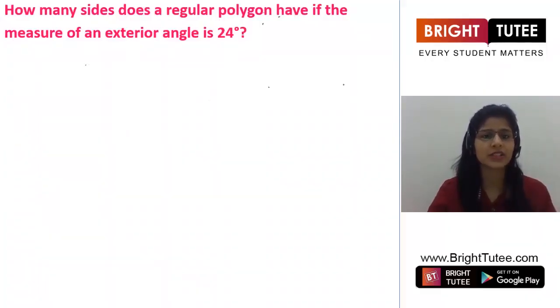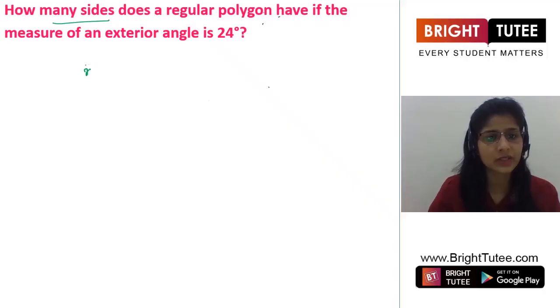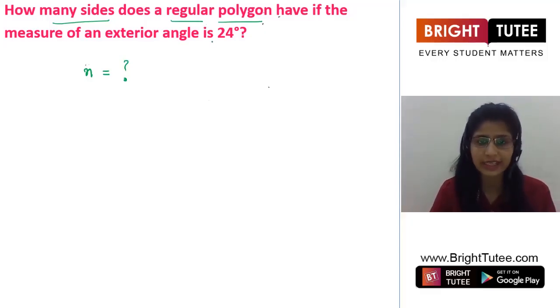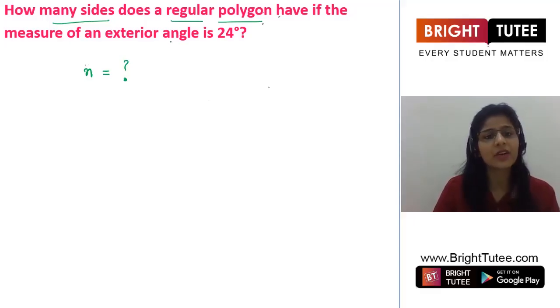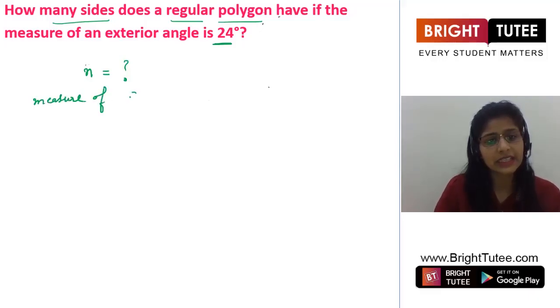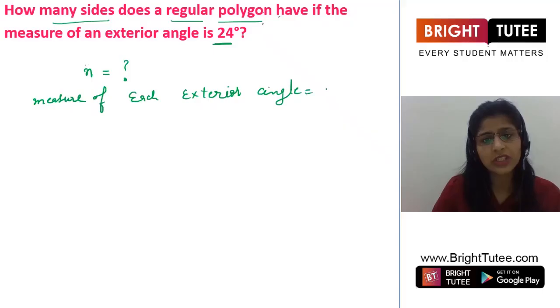So here is another question that says how many sides. So we have to calculate the sides. So n is the thing that we have to calculate, and here is the number of sides of a regular polygon. A regular polygon will have all the exterior angles, all the interior angles, as well as all the sides equal. If the measure of an exterior angle is 24 degrees, that means the measure of each exterior angle, right?